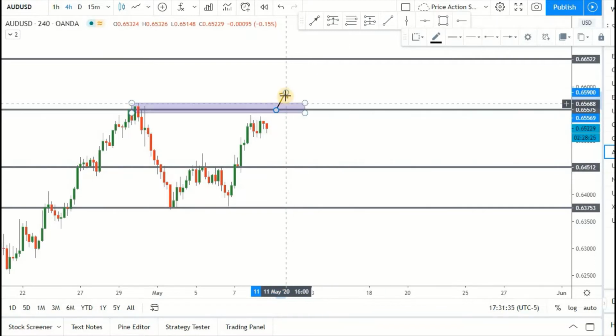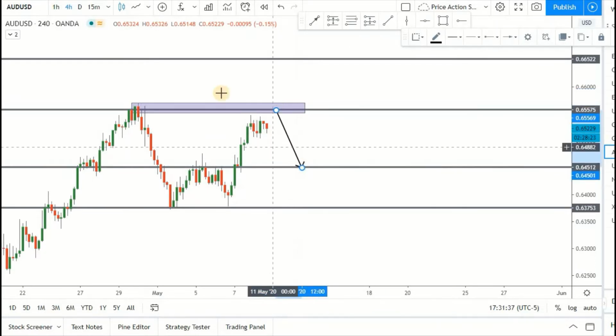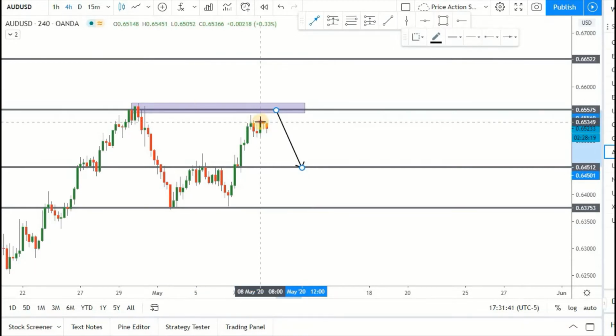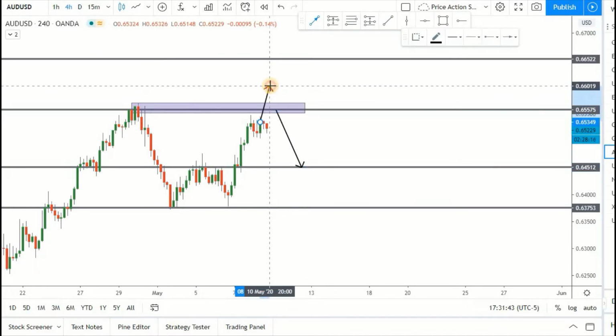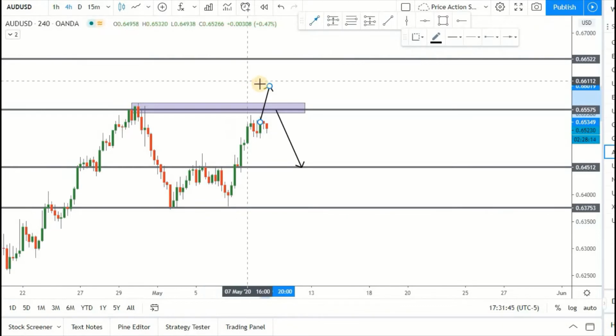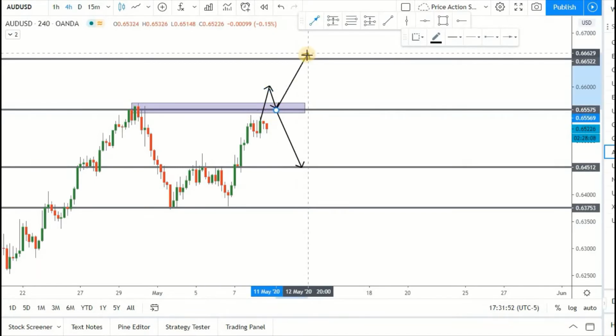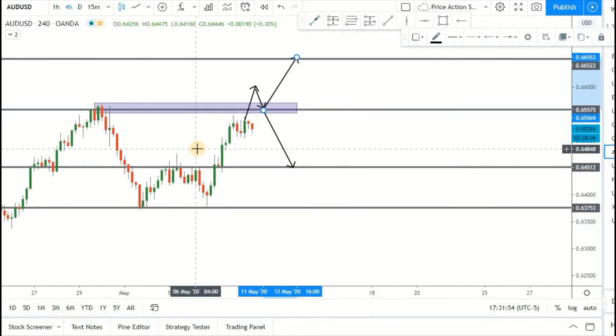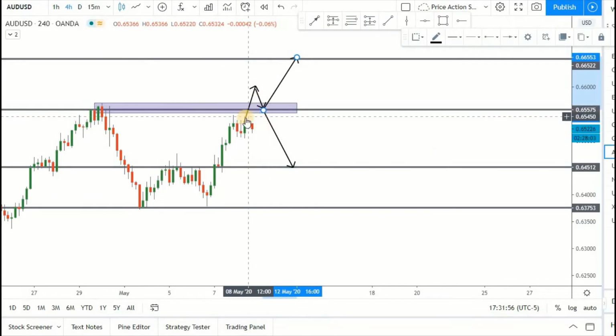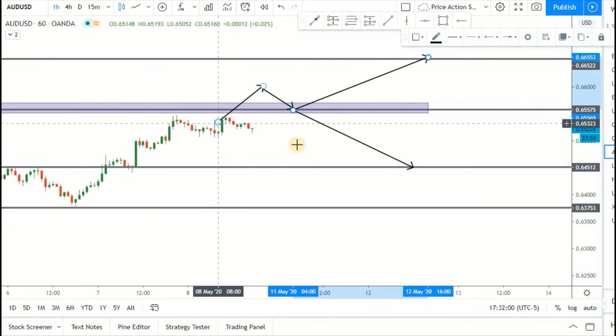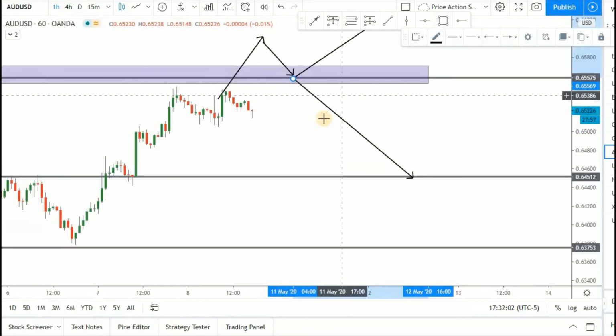Right now, if somehow we do get a push above this zone, we look for a retest and a continuation to the next area of resistance. So we don't know exactly what's going to happen as yet. Price isn't at the zone as yet, still ranging a bit.